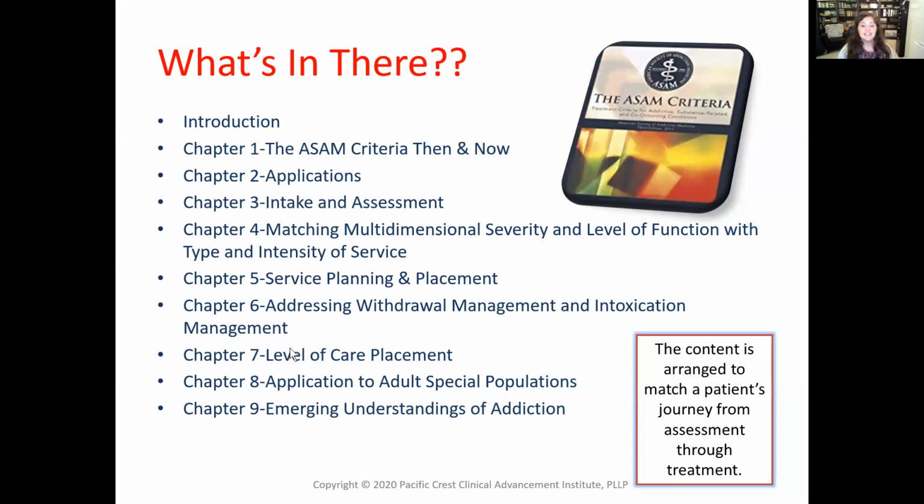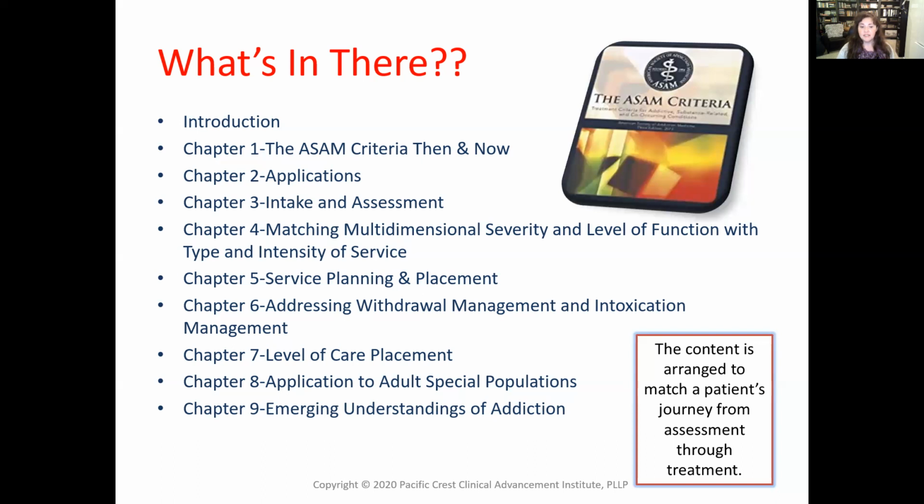Chapter 7 is level of care placement, and that helps you know what level of care is appropriate given the diagnoses, given their withdrawal or intoxication status, and given the other symptoms that came out of their psychosocial assessment.